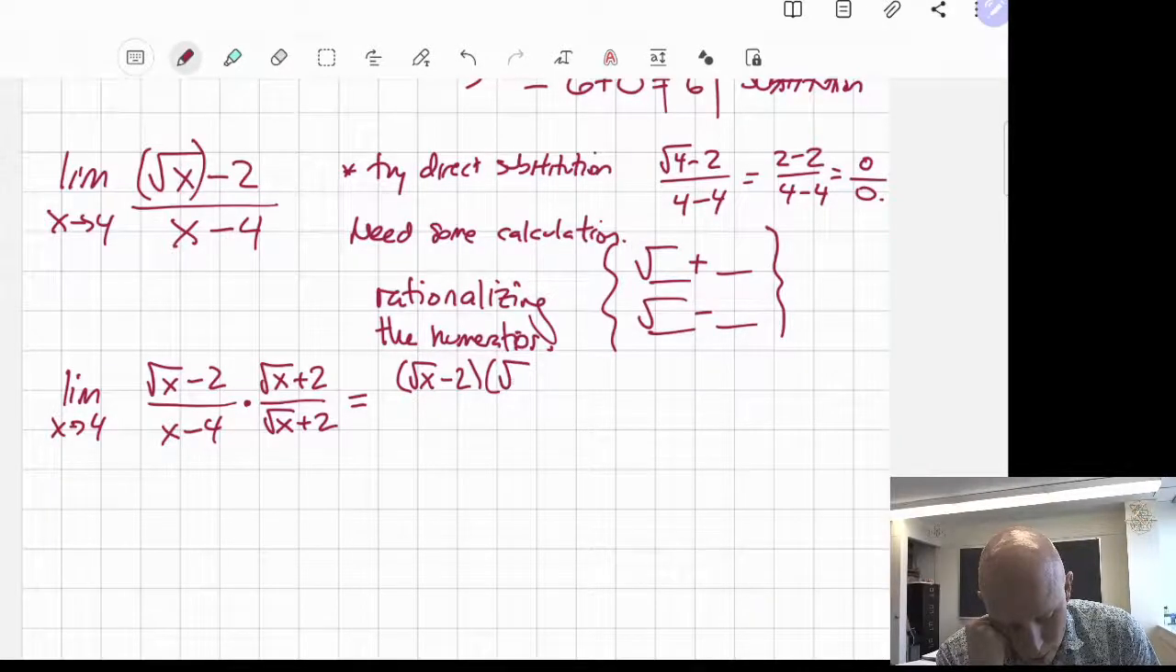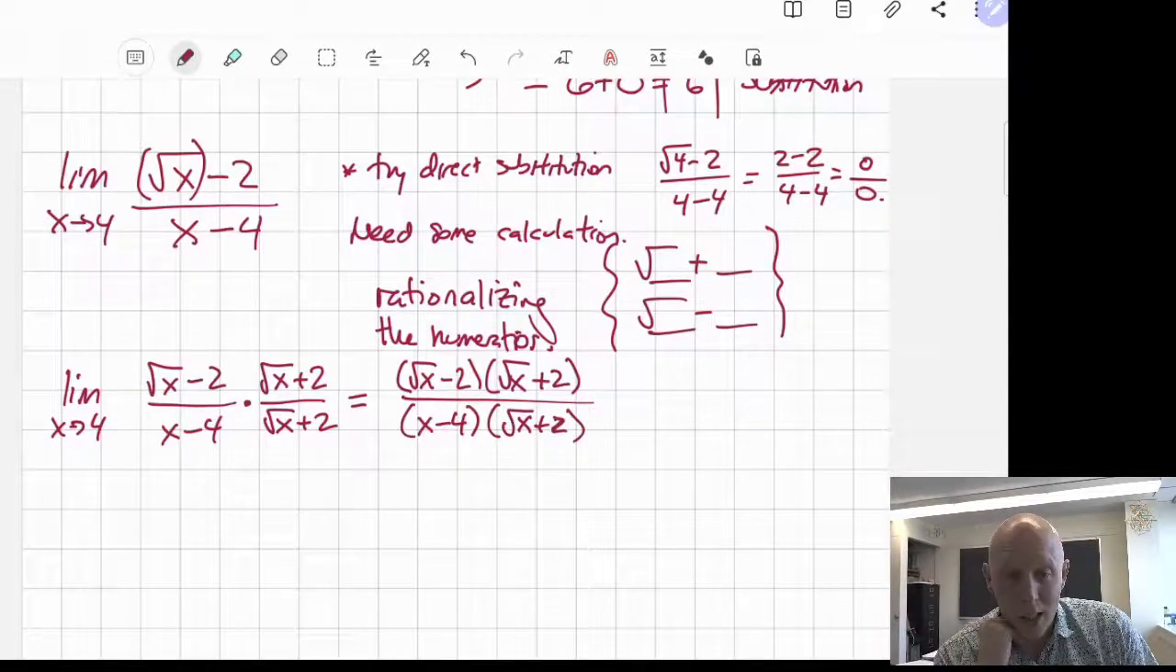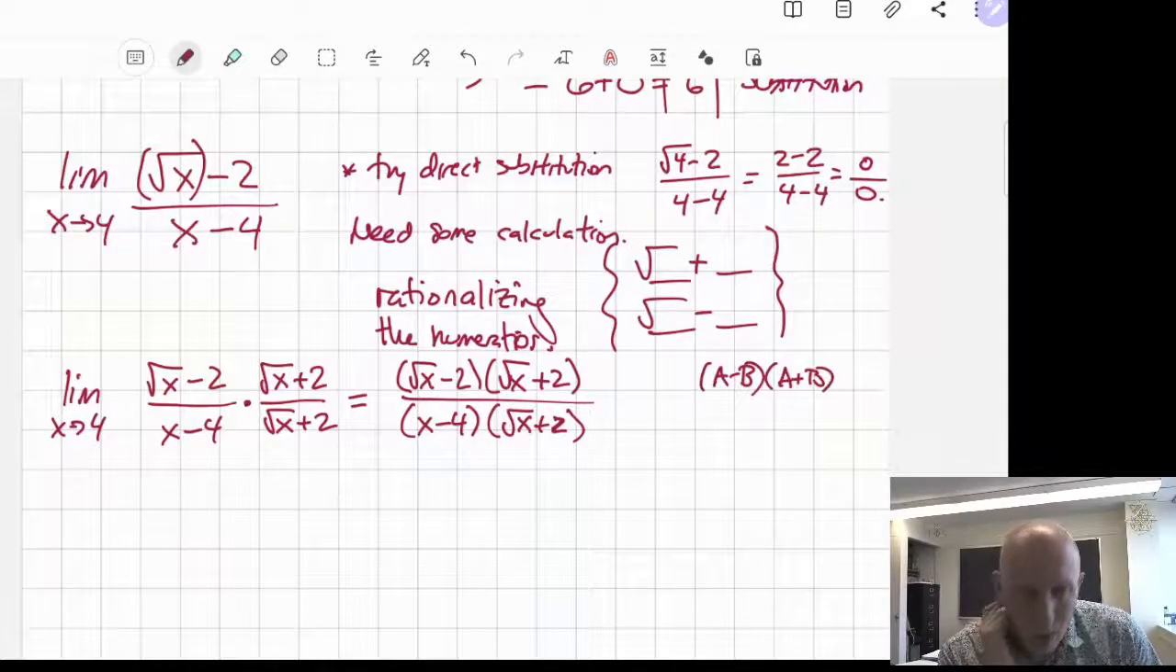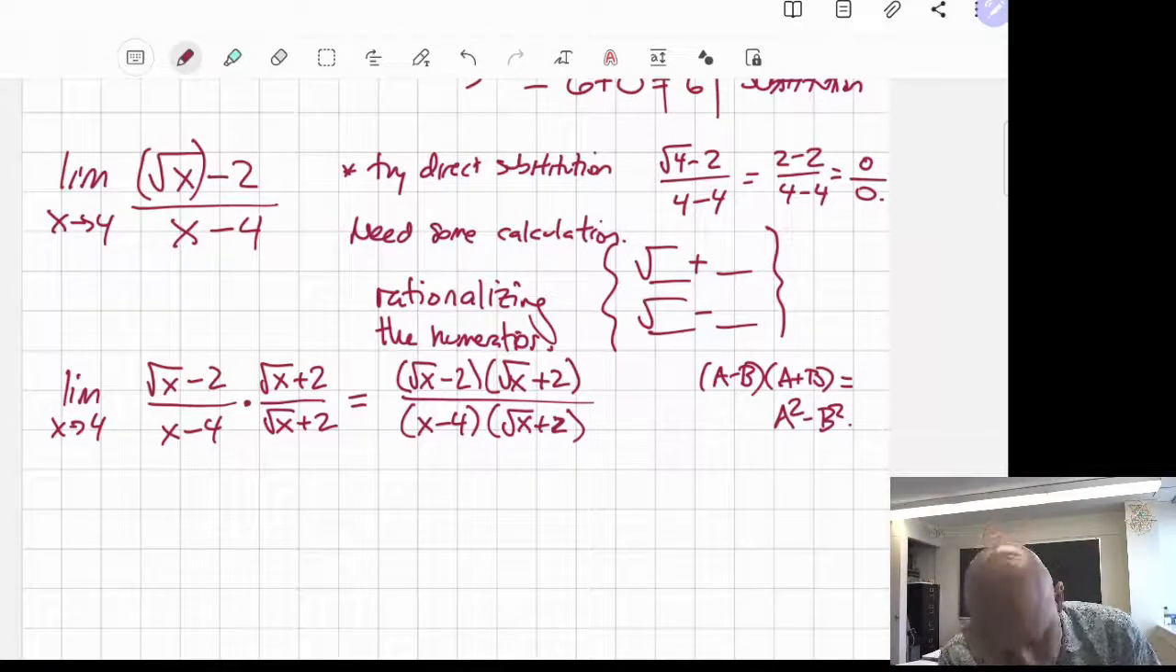So the reason why we're doing this is because when we do this, we get square root of x minus 2 times square root of x plus 2 divided by, now I'm not actually going to multiply this out because that's going to make things more complicated in the denominator. But in the numerator, we have something that looks like a minus b times a plus b, which we know is equal to a squared minus b squared.